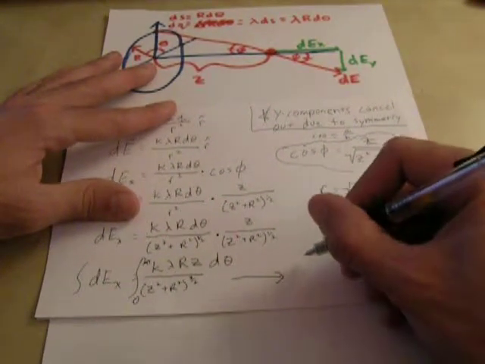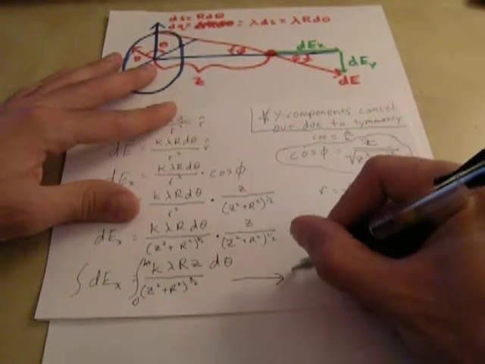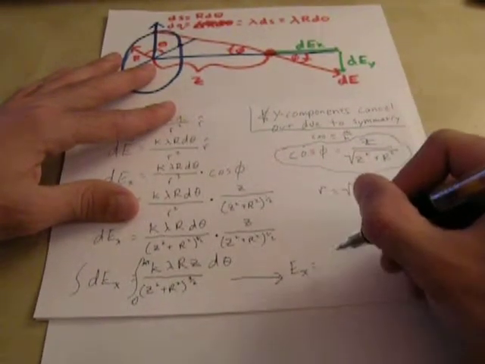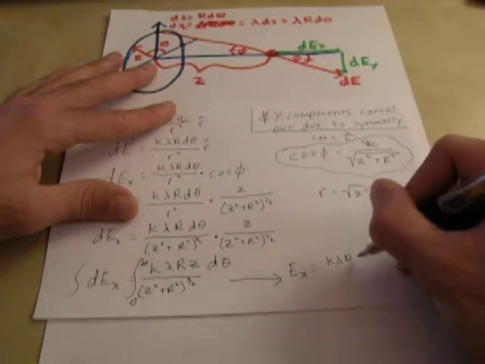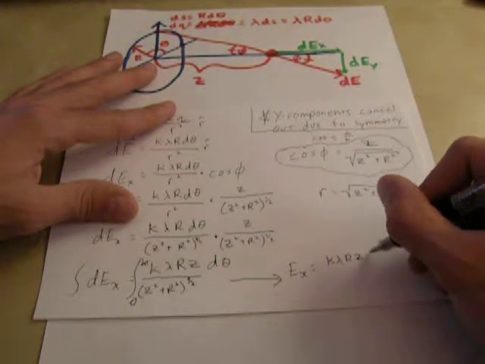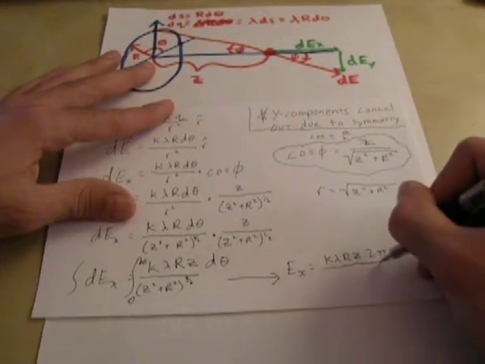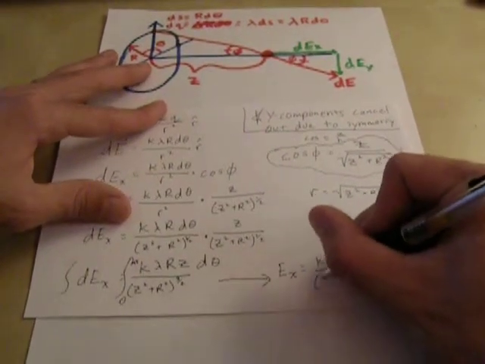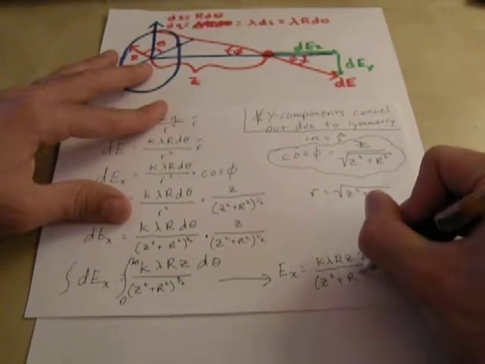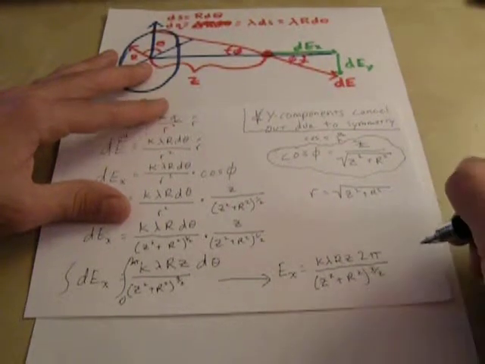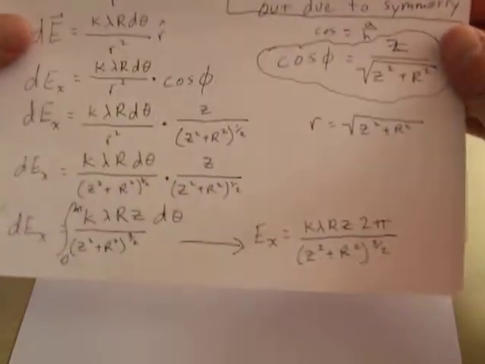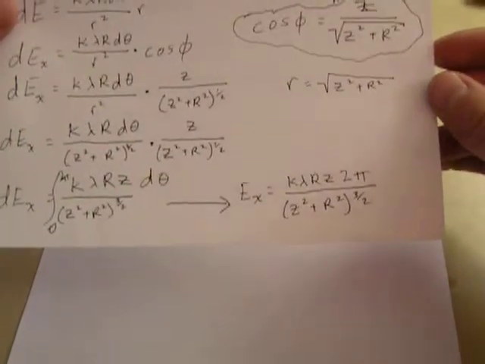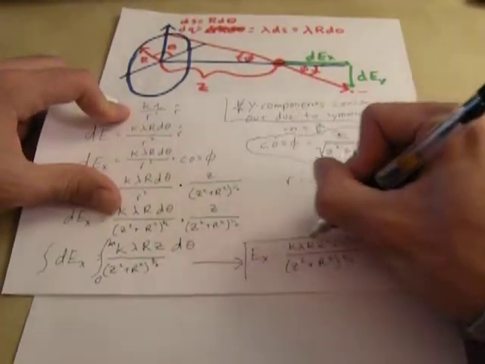Anyway, we're integrating, so now we're going to have Ex equal to k lambda r z 2 pi over z squared plus r squared to the 3/2 power. See that? That right there is your final answer, everybody. Box that puppy up.